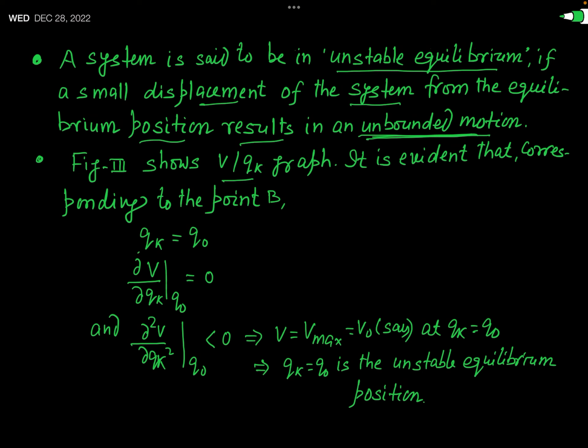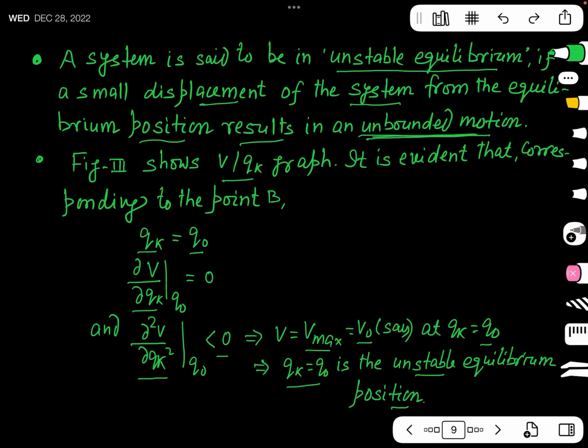And according to the V versus qk graph, it is evident that corresponding to the point B, that is qk equal to q naught, del V by del qk at q naught is 0 and del 2V by del qk square at q naught is less than 0. And if it is less than 0, V will be V max, which I have assumed V naught at this position q naught. And so this implies that qk equal to q naught is the unstable equilibrium position of our system. Okay, so I hope you have understood the concept of this unstable equilibrium.